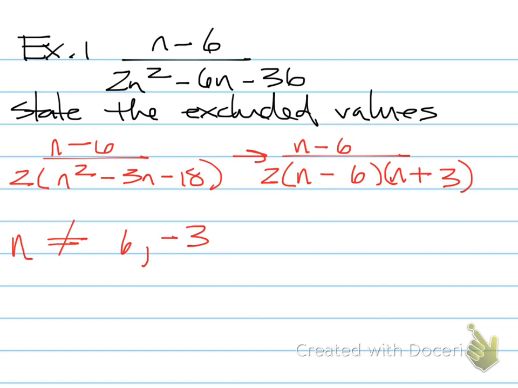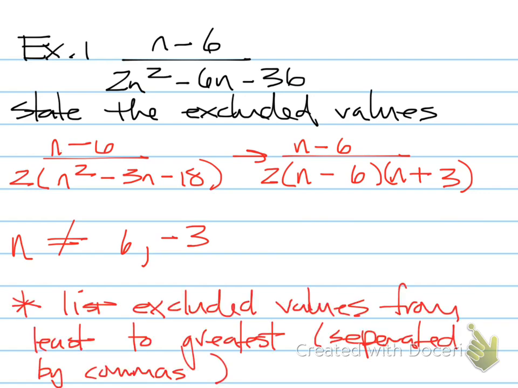Keep in mind on GoFormative, so that I don't have to list all the different variations of the answer, I want you to list your excluded values from least to greatest, separated by commas. So in GoFormative, you would type negative 3, comma 6.